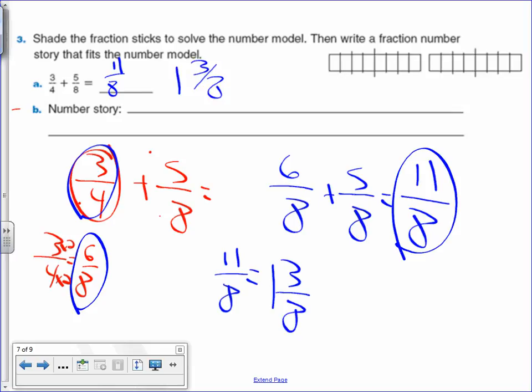So on my fraction strips, I would fill this whole bar, because that would be 1, which would be 8/8. And then I'd only have to fill 3/8 of the rest.